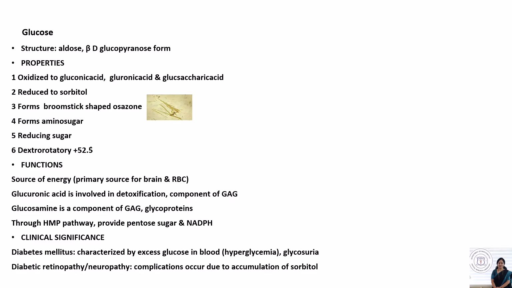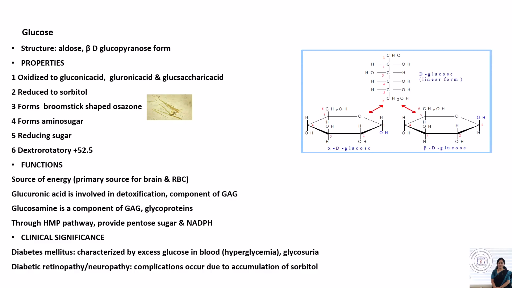So glucose can be reduced to sorbitol. When there is excess accumulation of glucose in the circulation, it gets reduced to sorbitol, and this can predispose the diabetic patient to the development of diabetic retinopathy and neuropathy.